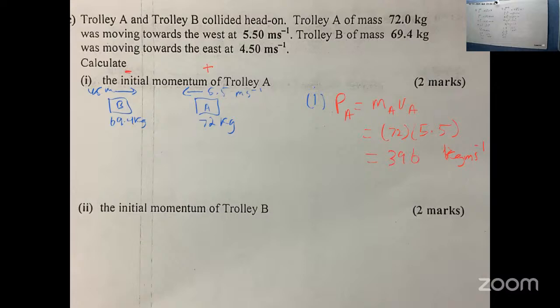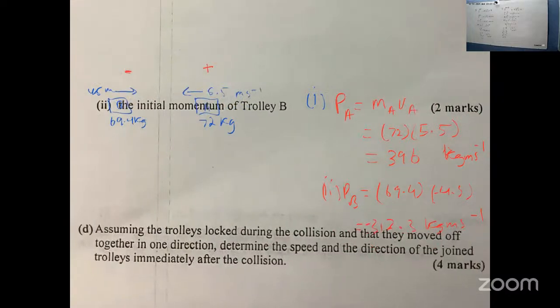Okay, and then part two, the momentum of B will be 69.4 by 4.5, which is 312.3 kg m s minus 1. Don't leave the unit out. And because it's the opposite direction, I put a negative sign here. Then they said that they would stick together, they would move together with one velocity.